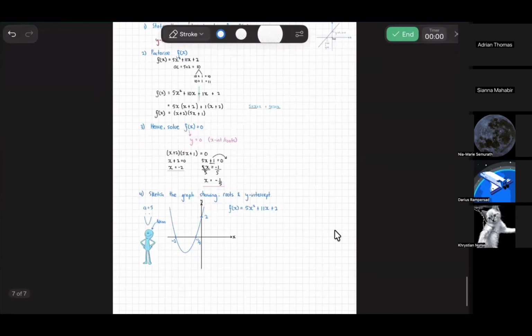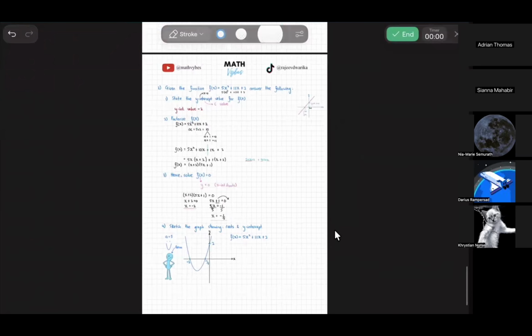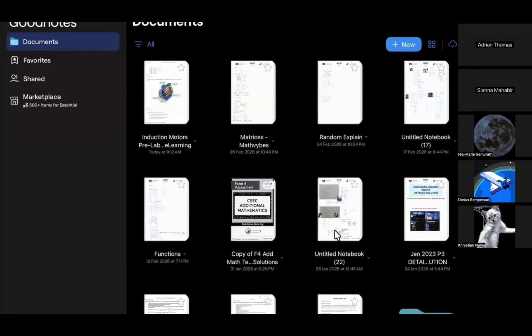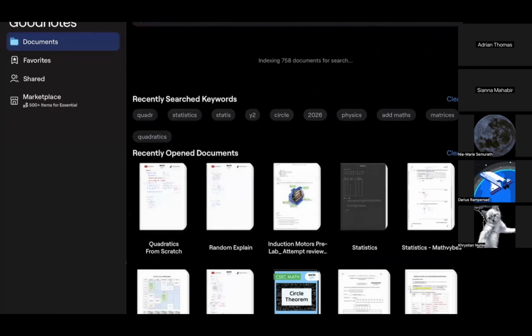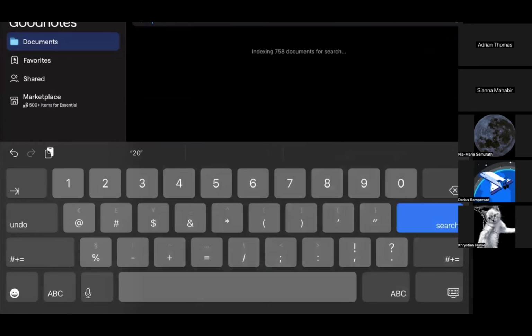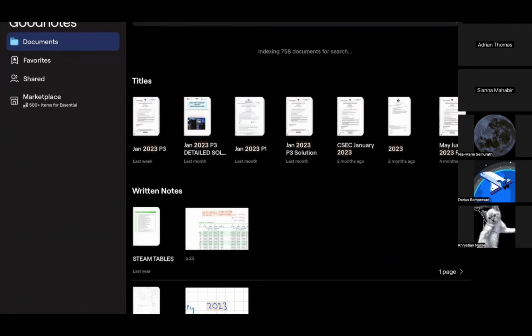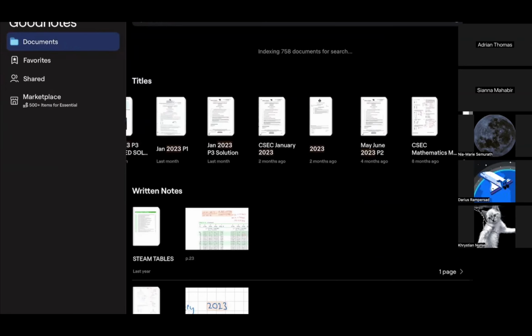All right, let me give you that question now. Actually, I'm looking for a past paper question. Form 5 people, what year should I give the Form 4s to do? 2023. January 2023 or June 2023? June, sir.